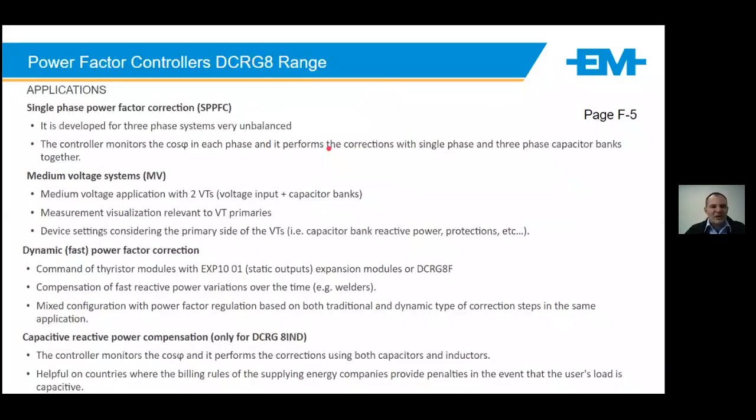Applications for DCRG8, as we said, single phase power factor correction systems, medium voltage, which I will highlight, dynamic power factor, fast switching. So a DCRG8 or DCRG8F can be used for fast switching systems, which we will discuss further. And if you need to do reactive power compensation with inductors, you could use a DCRG8 inductor.